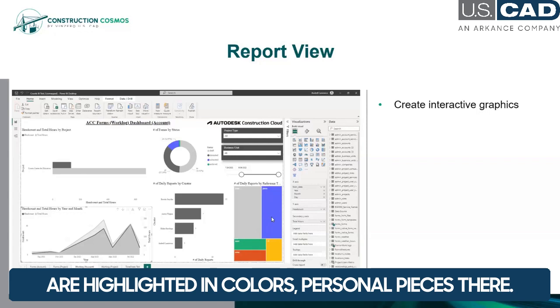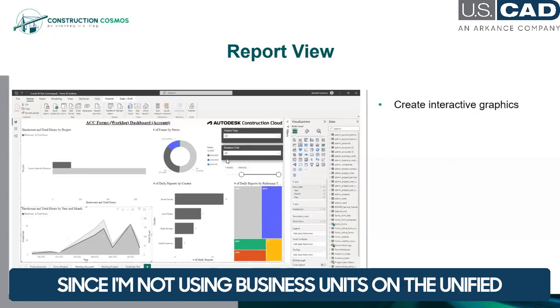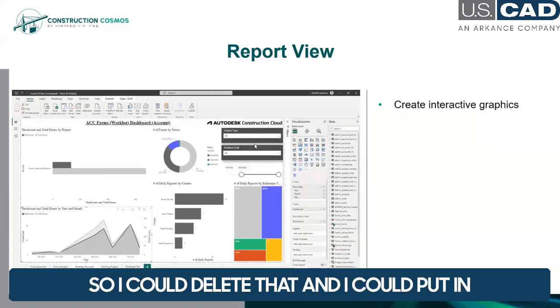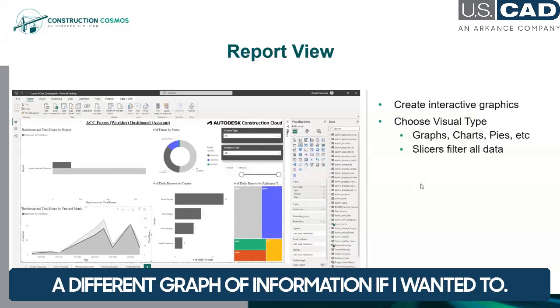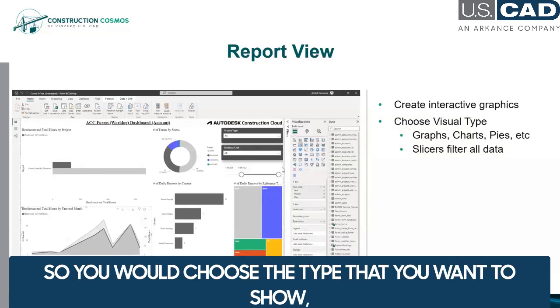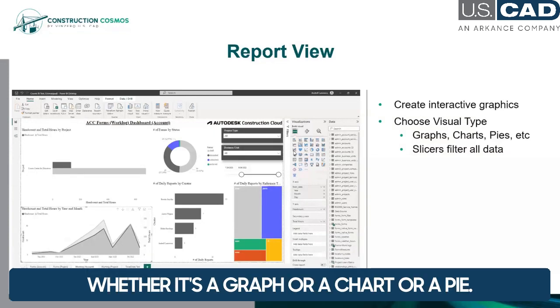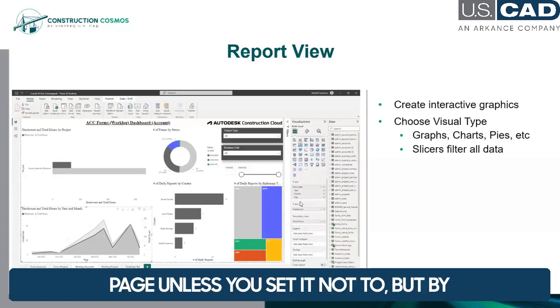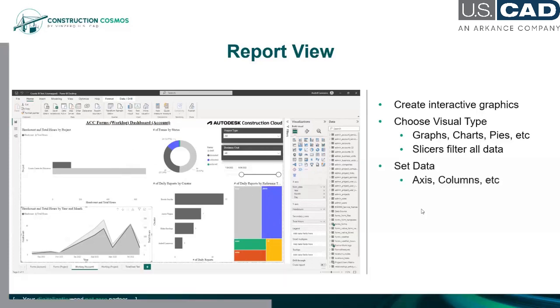Personal pieces there. Since I'm not using business units on the unified platform, I don't care about this box at all. So I could delete that and I could put in a different graph of information if I wanted to. This is where you create it. So you would choose the type that you want to show, whether it's a graph or a chart or a pie. The slicer will affect all the data on the page, unless you set it not to. But by default, it's going to affect everything here.